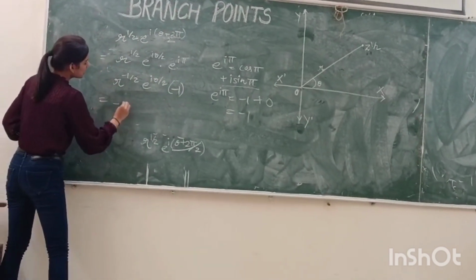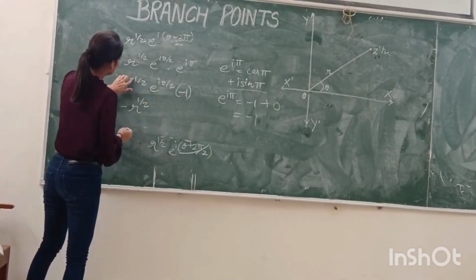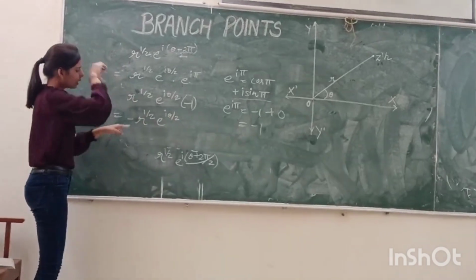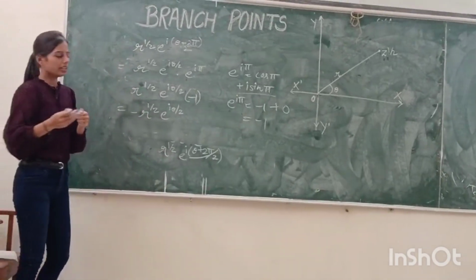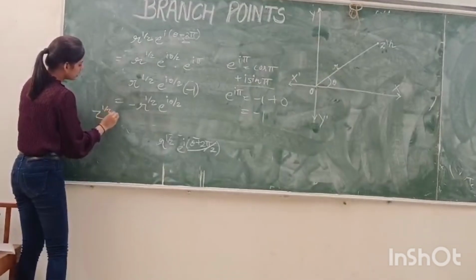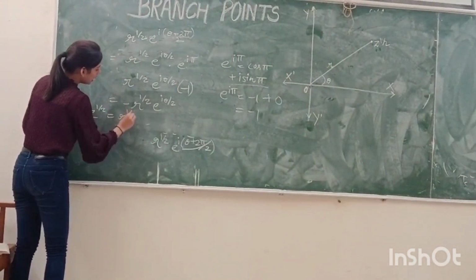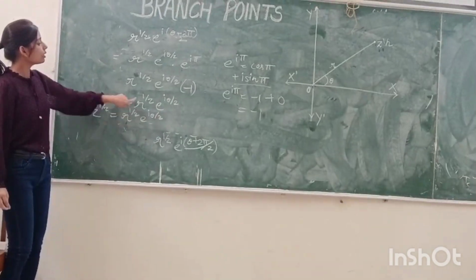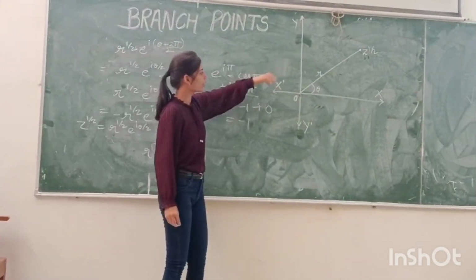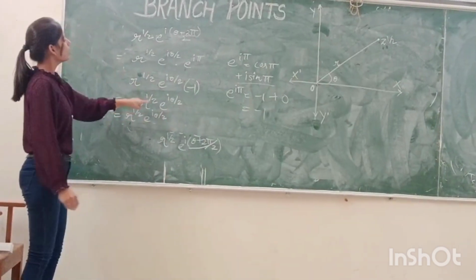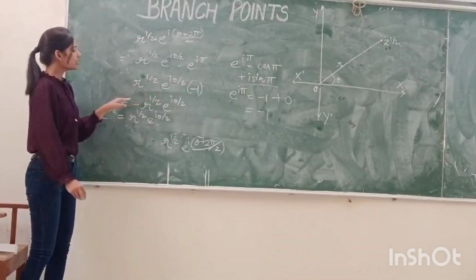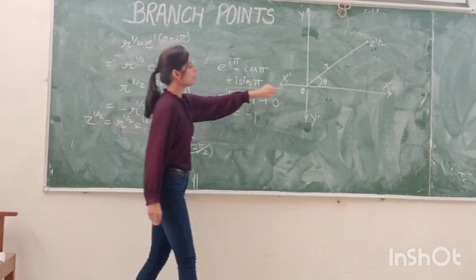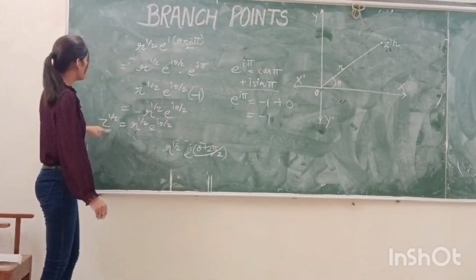So the value is minus r power half e power i theta by 2. So what we got is, our original function was z power half is equal to r power half e power i theta by 2. This was our original function, but what we got after rotating the function along the origin is minus r power half e power i theta by 2, which means its value has been changed. So this is called a branch point. This origin will be called the branch point for this function z power half.